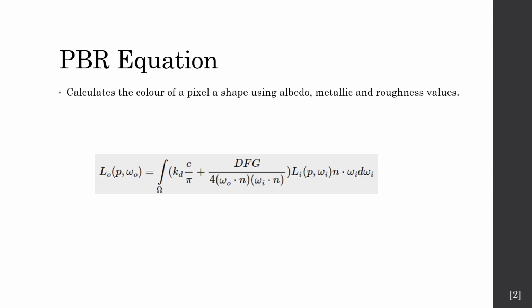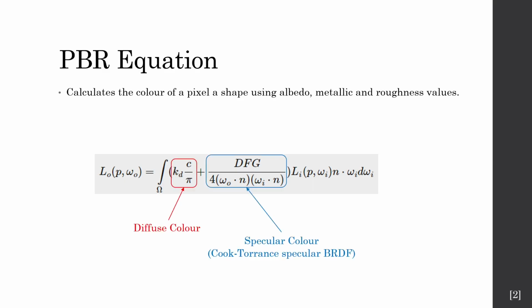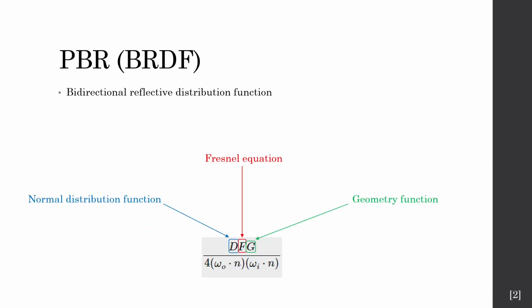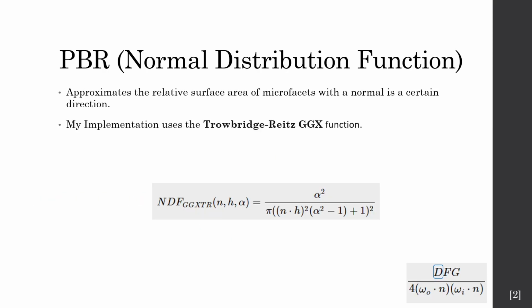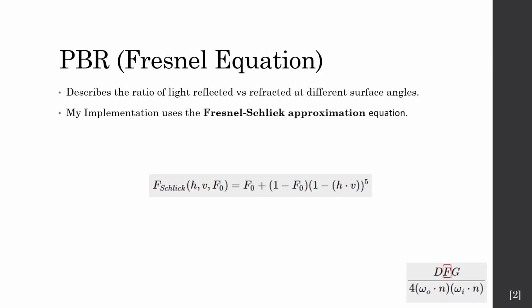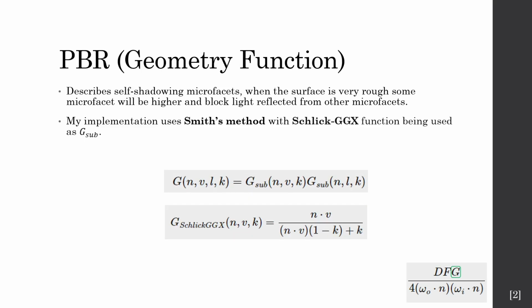Inside my ray tracer, I've used PBR as the shade function. These are the part of the functions that handle both the diffuse and the specular color. The bidirectional reflective distribution function, which handles the specular color within PBR, is made up of three functions itself: the normal distribution function, a Fresnel equation, and the geometry function. I am using the Trowbridge-Reitz GGX function as my normal distribution function. I am using the Fresnel-Schlick approximation as my Fresnel equation, and using Smith's method with Schlick GGX as my geometry function.